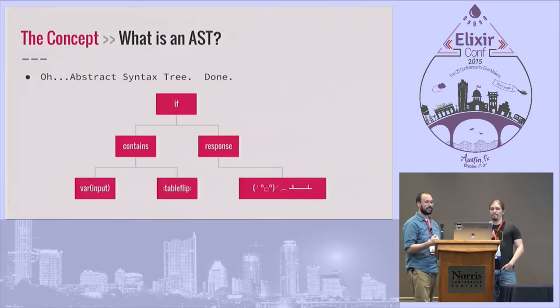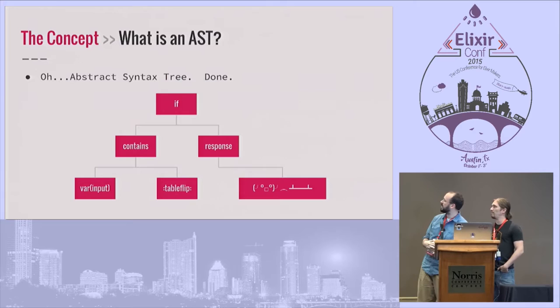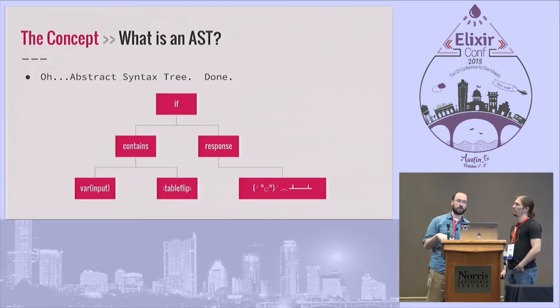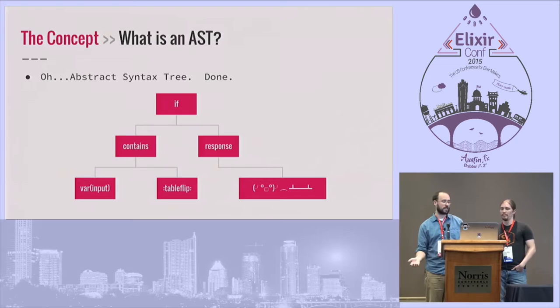So here we have a tree that represents a program. You can't see my pretty lines so well. That represents the structure of a program in an orderly fashion. So this might be the result of parsing a text-based language, right? In our case, since we're a visual programming language, you're actually directly manipulating the AST of the program when you're building your rules. So here's an example that says, if the variable input contains the string table flip, then evaluate a response expression with the input, awesome guy flipping a table out of joy.